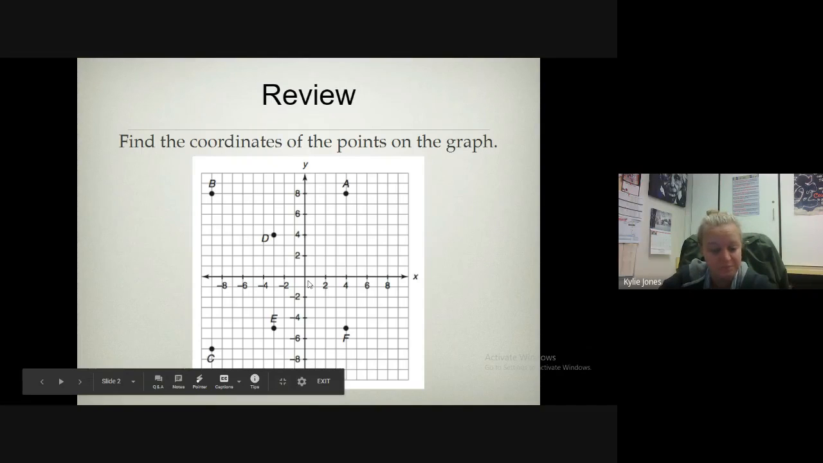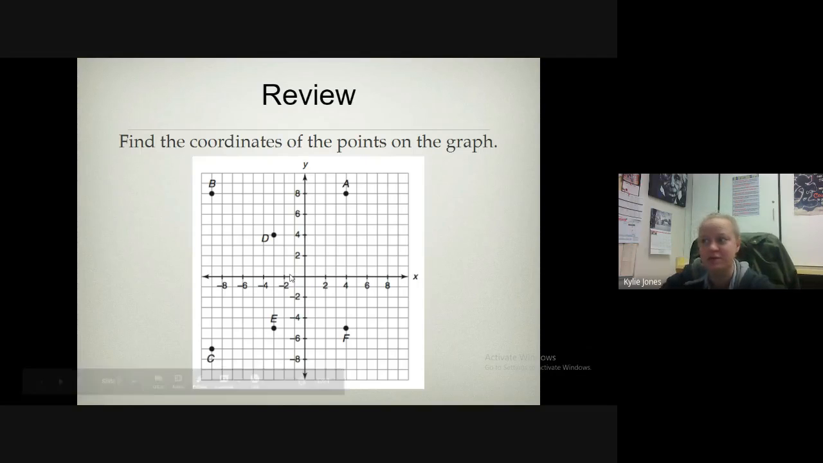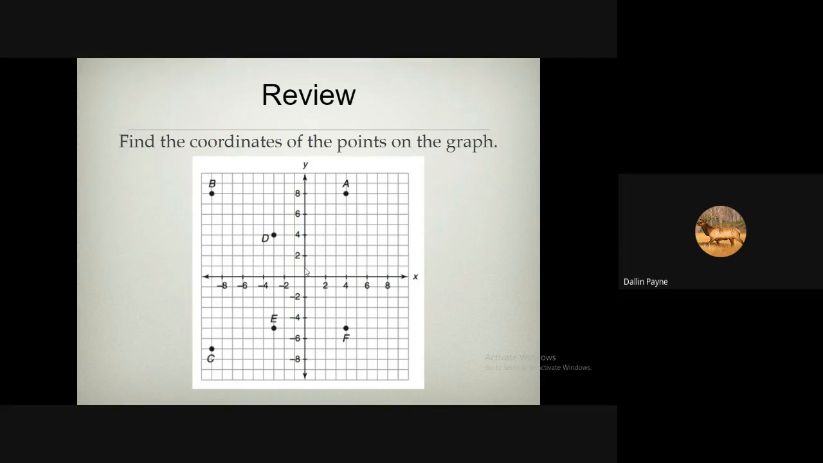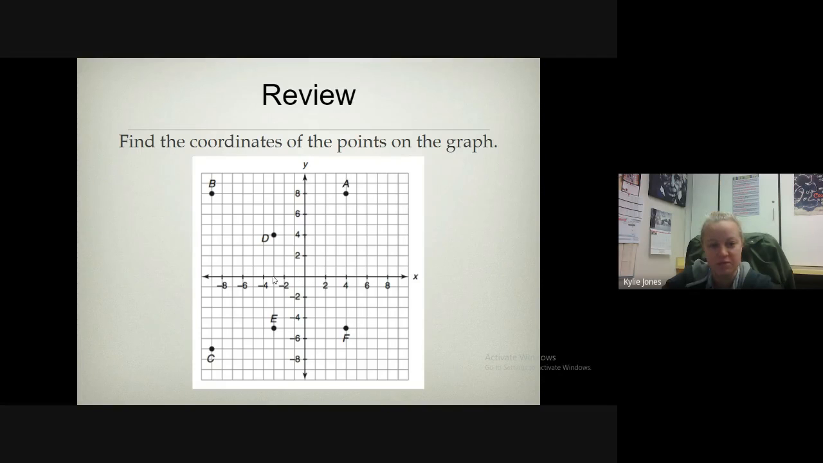Good. Our next one, point D. Where would that one be? Someone other than Charlie maybe want to tell me where that one is? Point D. -3, up 4. Good. So we go backwards 3, which is negative 3, and then we go up 4. So negative 3, 4.